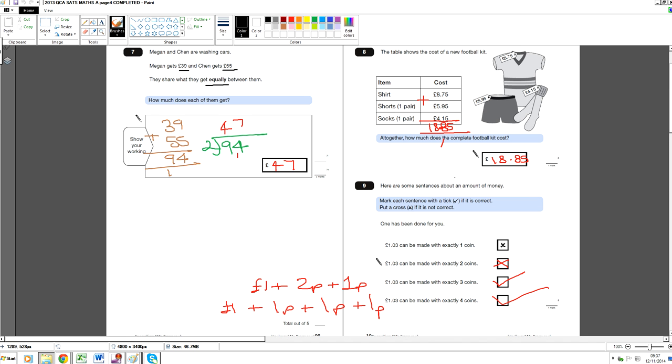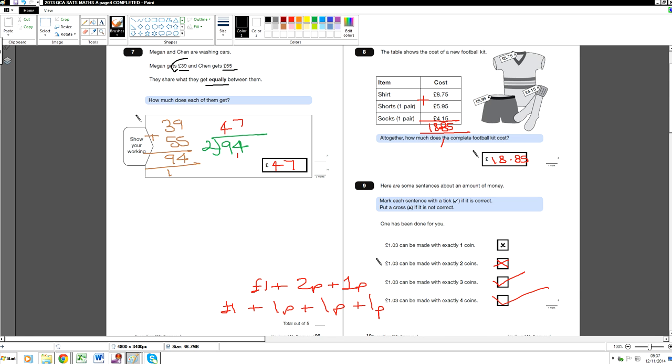Here we go. Question number 7. Megan and Shen are washing cars. Megan gets £39 and Shen gets £55. They share what they get equally between them. So what we need to do first of all is to total up these two values. And we've done that over here. That gives us the total they get. So they get £94 between them, and because they share it equally, we have to do 94 divided by 2, which will give us £47.